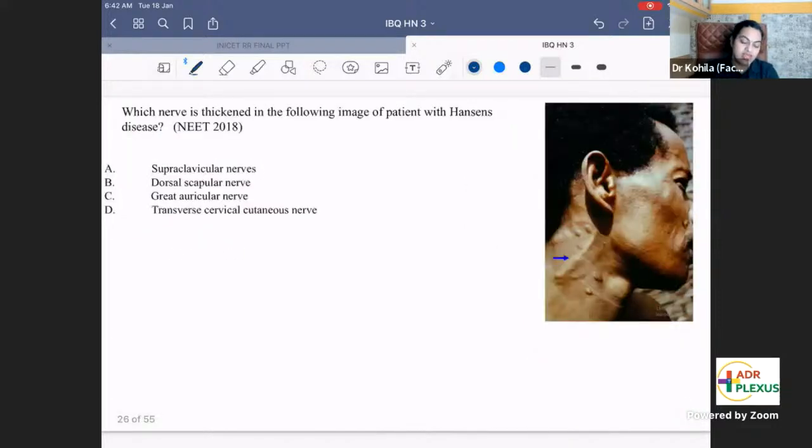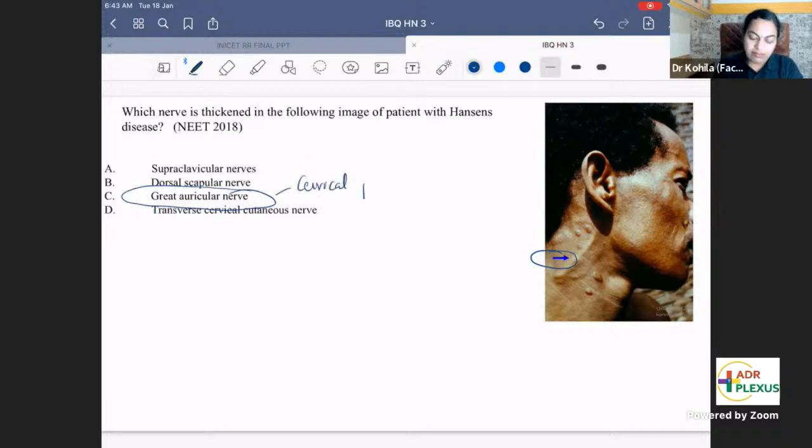Coming to the next question, which nerve is thickened in the following image of a patient with Hansen's disease? Can you tell me the answer, please? Very good, Pavitra. Yes, Kartika. So the nerve that is pointed out here, the thickened one, is the great auricular nerve coming from the cervical plexus with a root value C2, C3. Okay.